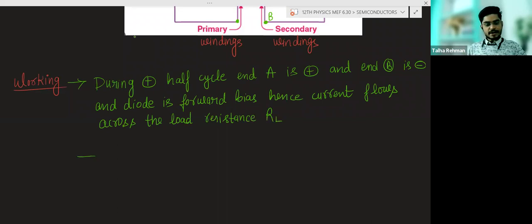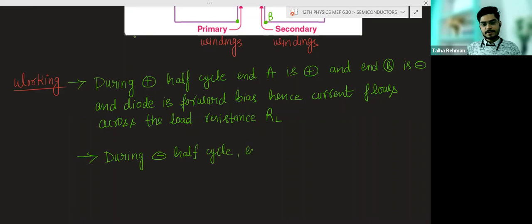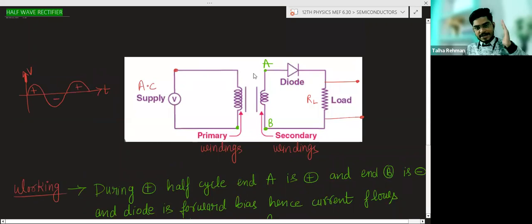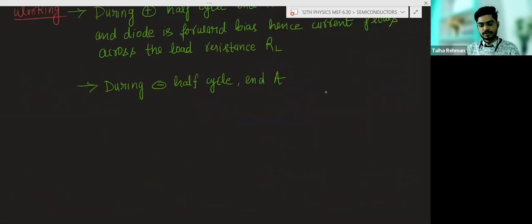Now, during the negative half cycle, A will become negative. So this diode will be reverse biased. No current will flow, no current will flow through the load also. A is negative, and B is positive.